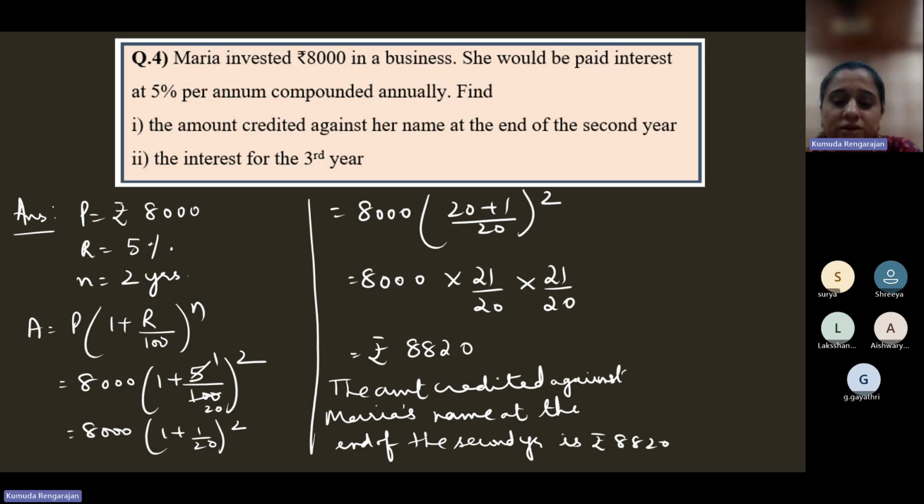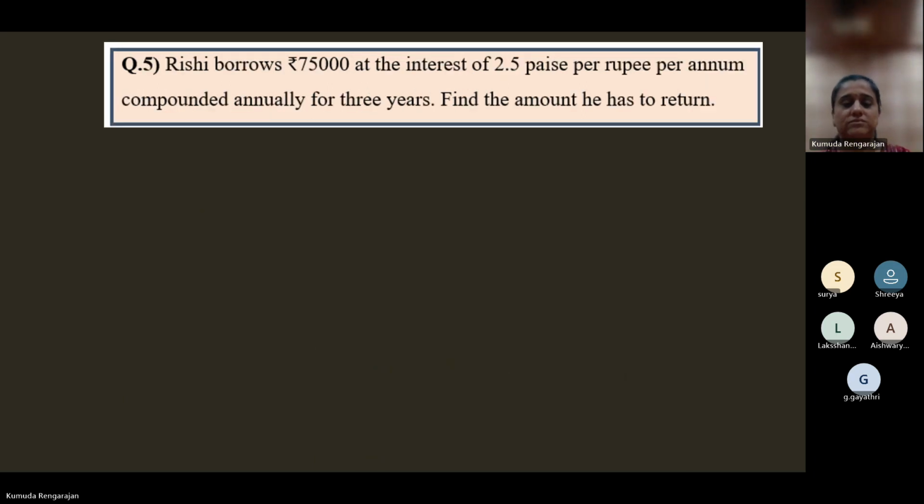So she invested only 8,000 rupees. But at the end of the second year, the amount in her account is 8,820. So she's got 820 rupees as interest. Now you'll have to find the interest for the third year alone.